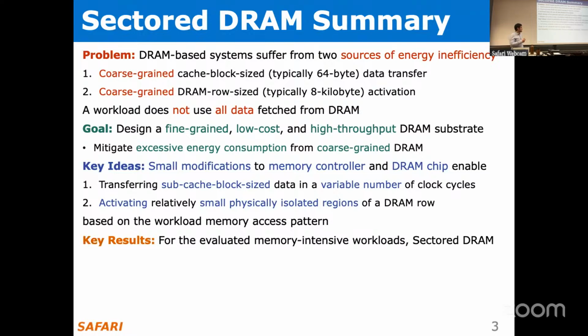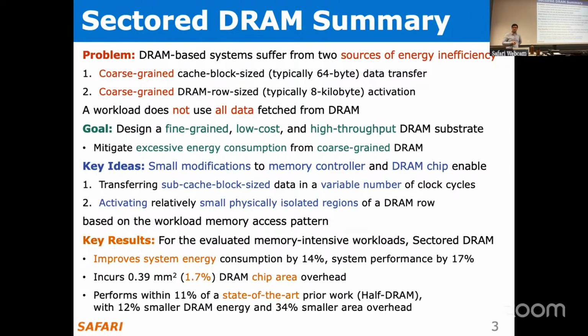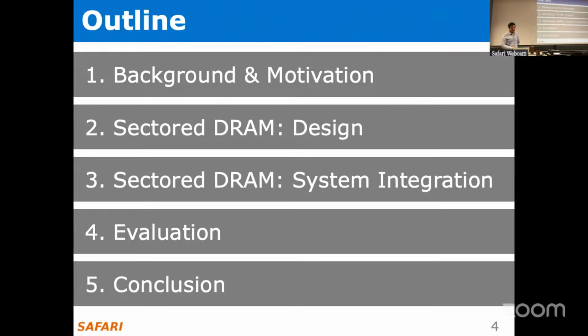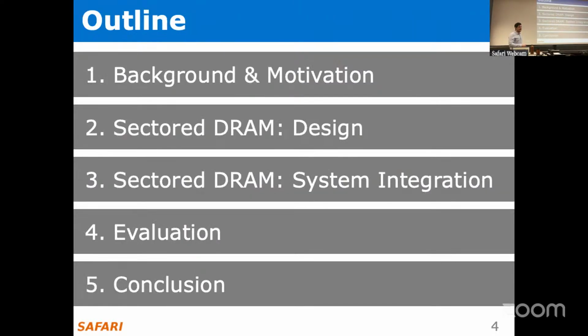The integration of Sector DRAM into a modern computing system provides significant energy savings and system performance improvement. Sector DRAM incurs a relatively small DRAM chip area overhead and performs within 11% of a high performance and relatively high area overhead state-of-the-art fine-grained DRAM architecture while achieving significantly more energy savings. Makes more sense. So this is the outline.